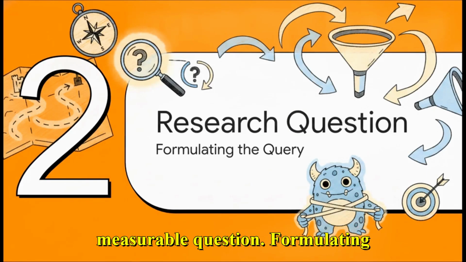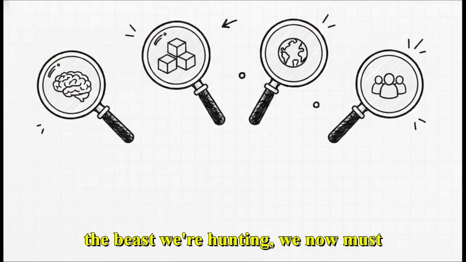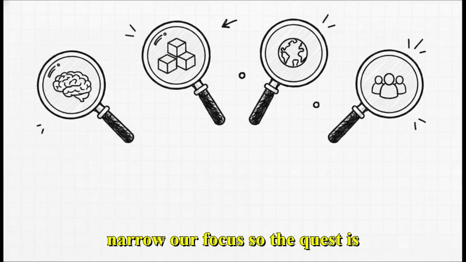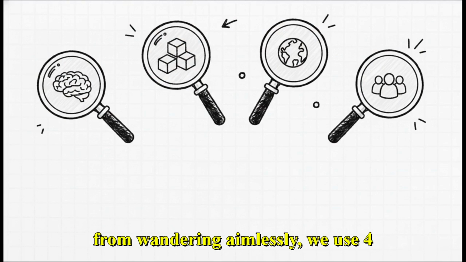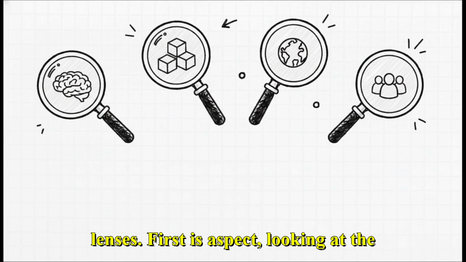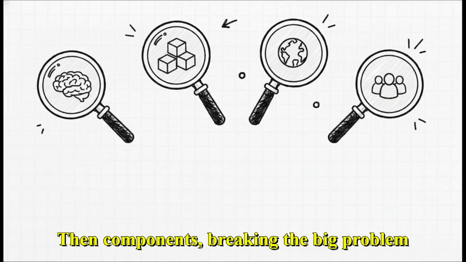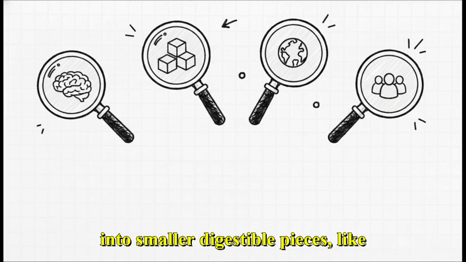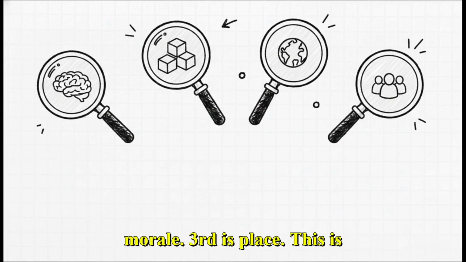Chapter 2. Formulating the research question. Having identified the beast we're hunting, we now must narrow our focus so the quest is actually manageable. To keep our hero from wandering aimlessly, we use 4 magical-looking glasses, or strategic lenses. First is aspect, looking at the problem through a single theoretical perspective, like cognitive psychology. Then components, breaking the big problem into smaller, digestible pieces, like isolating specific types of employee morale.